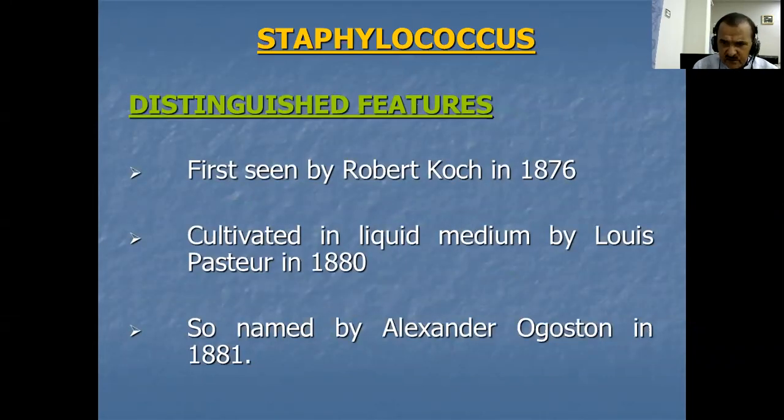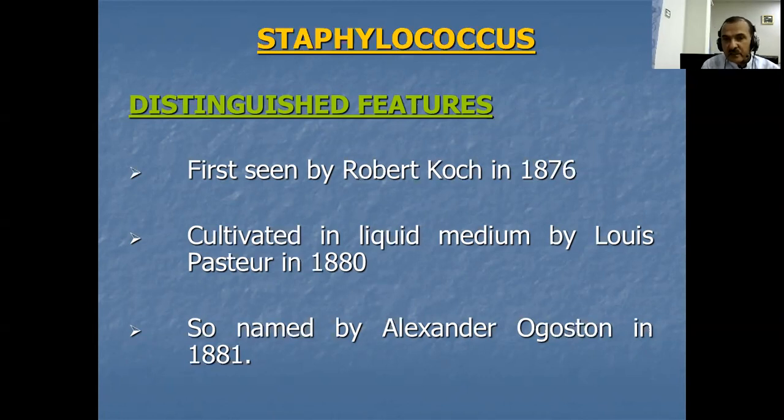Staphylococcus. Let us differentiate between the staphylococci and streptococci. There are three tests which can differentiate between Staphylococcus and Streptococcus. The first is morphology. The morphology of Staphylococcus is grape-like, in clusters or groups, while the morphology of Streptococci is a chain-like structure.